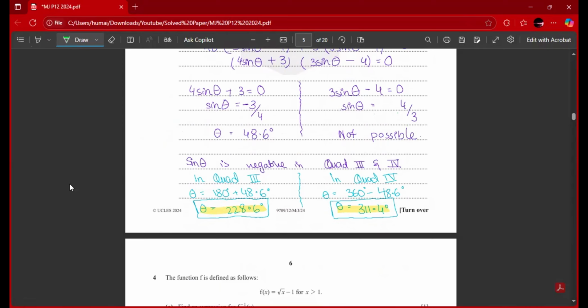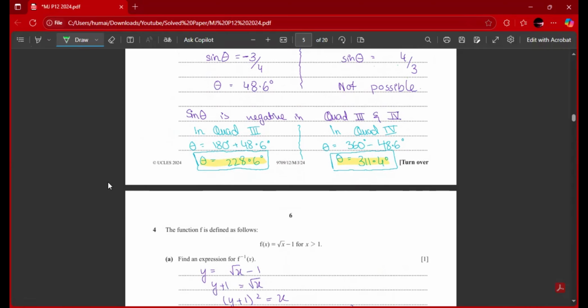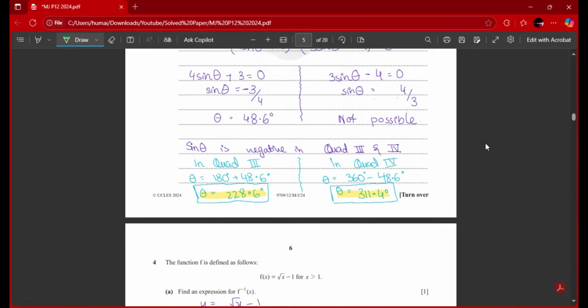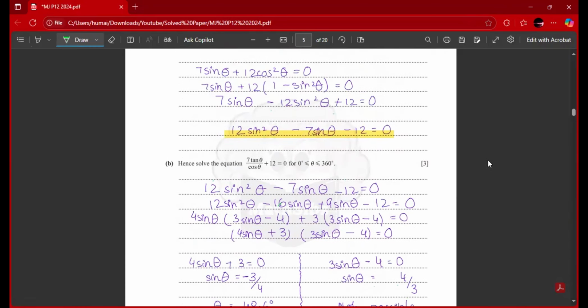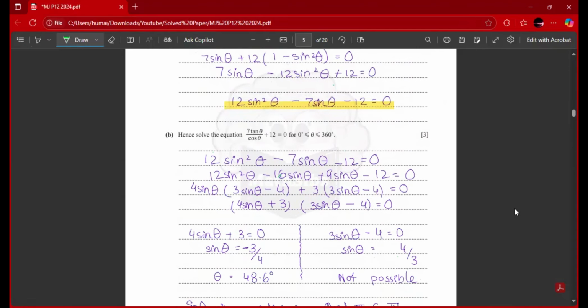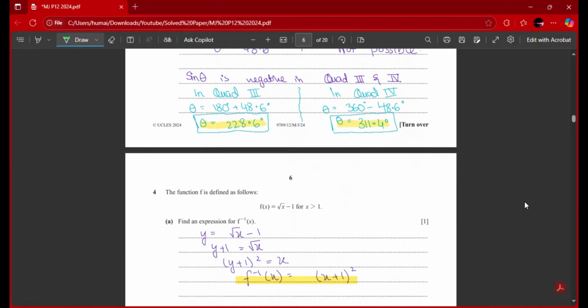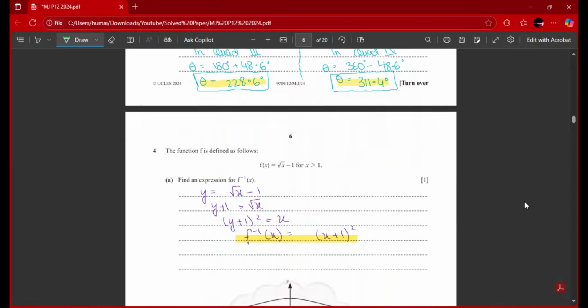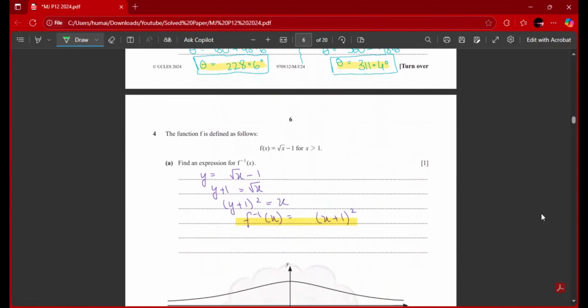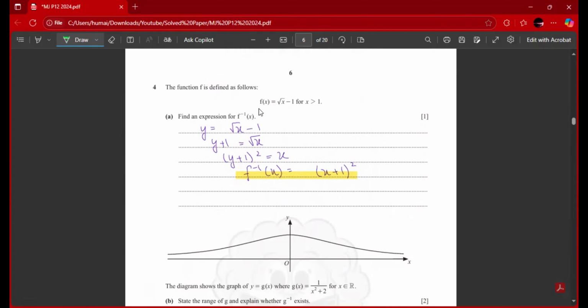So quadrant 3 and 4, to find an angle in quadrant 3, we add it with 180. So addition with 180, we get 228.6 degrees. Similarly, for quadrant 4, we subtract the angle from 360, we get 311.4. That's the answer. I would advise that you guys, at the end, don't just leave your answer separately. Put a box around it or write the answer something like this, because it gives the examiner who's checking your exam a good look.